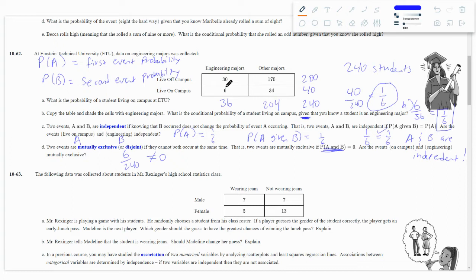So how I would answer this is that on campus and engineering are not mutually exclusive. Or you can say not disjoint. They both achieve the same thing. So these are two important vocab terms that you do need to know: independence, and mutually exclusive, or disjoint.